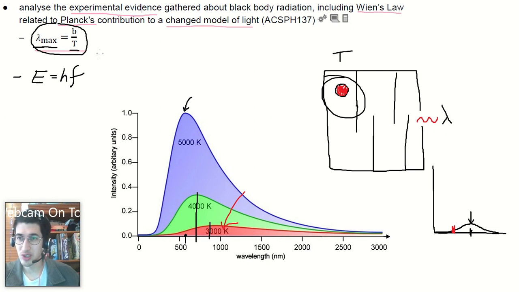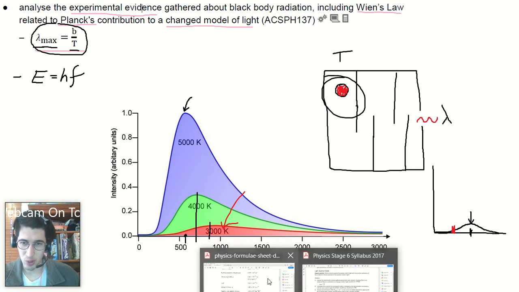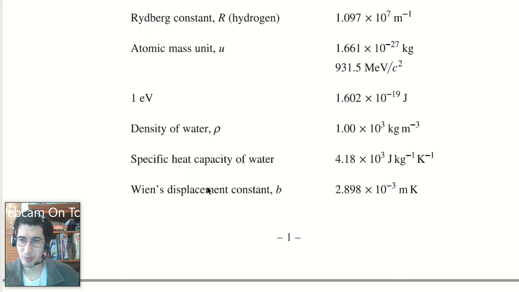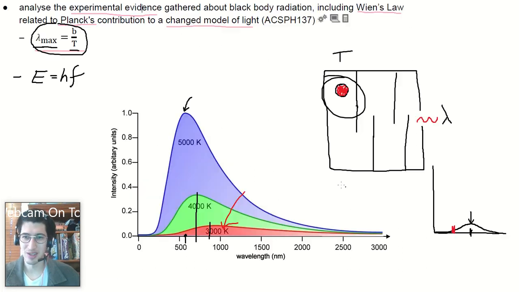It's a very simple equation to use. In fact, the way he wrote it was that the peak wavelength times the temperature in Kelvin is equal to a constant. And you can find this constant in your formula sheet, in your data sheet. It's right at the bottom. Wien's displacement constant b, 2.898 times 10 to the negative 3 meters times degrees Kelvin. So it's the wavelength in meters times the temperature in Kelvin. Don't use degrees centigrade.